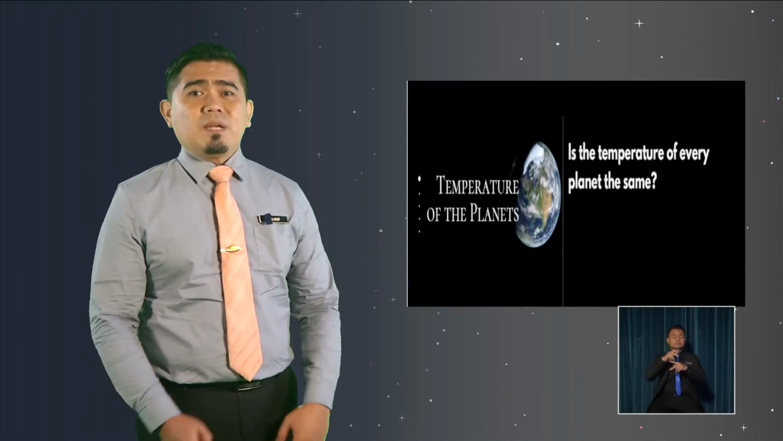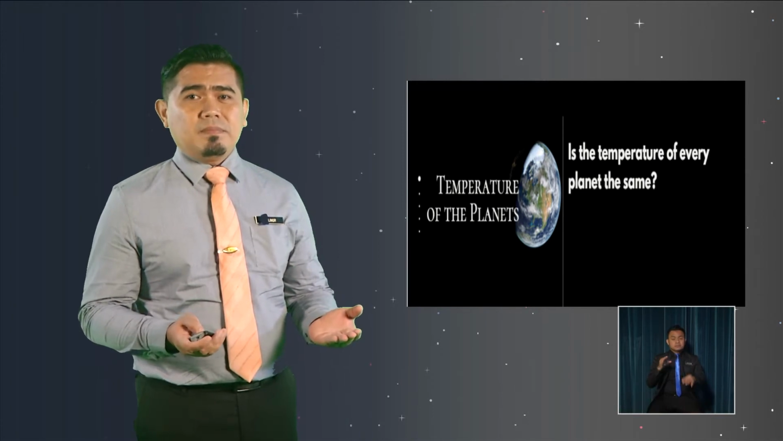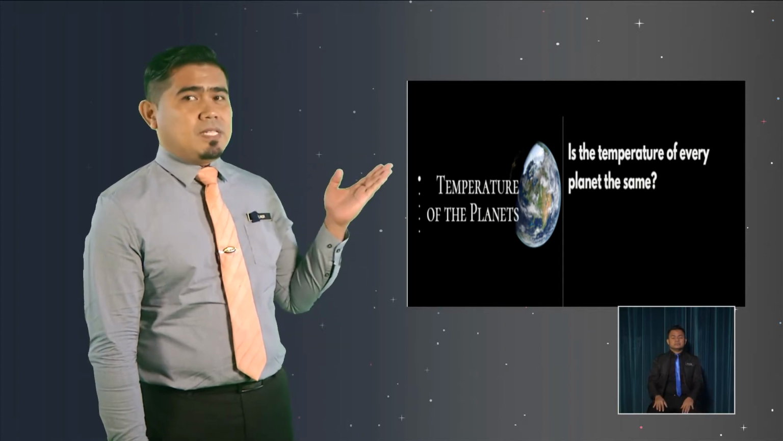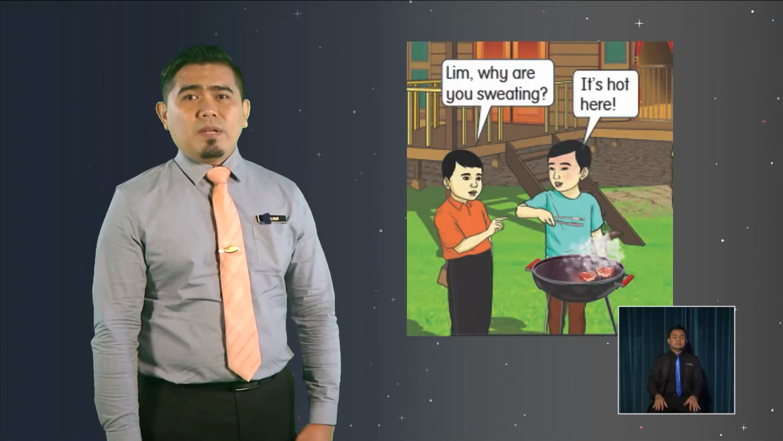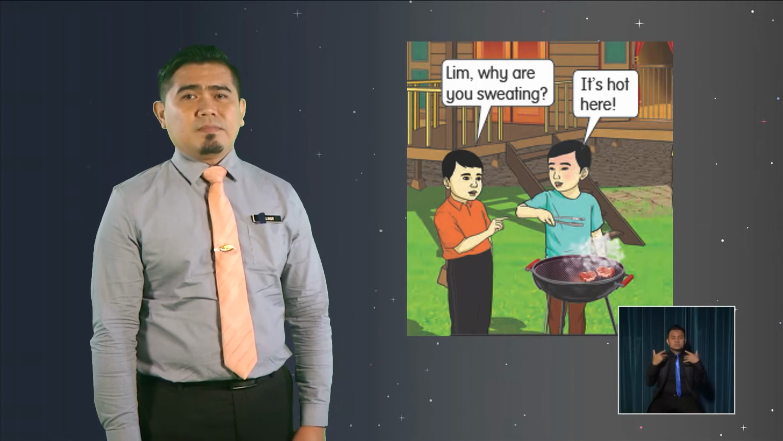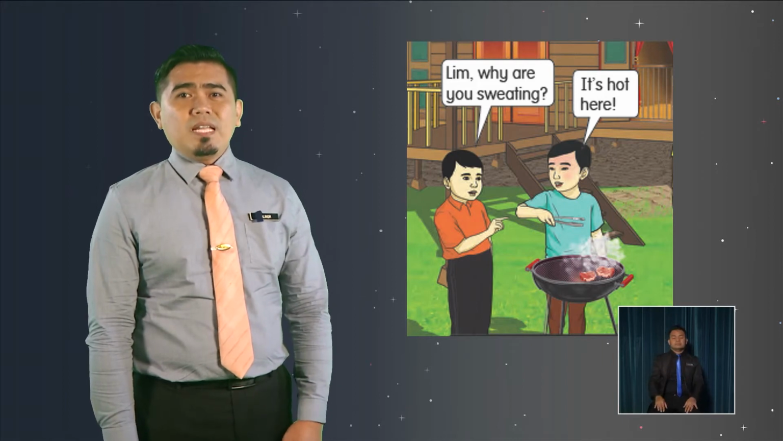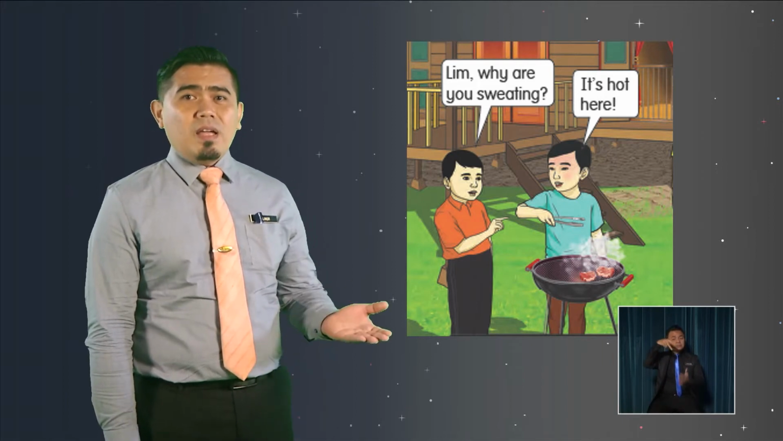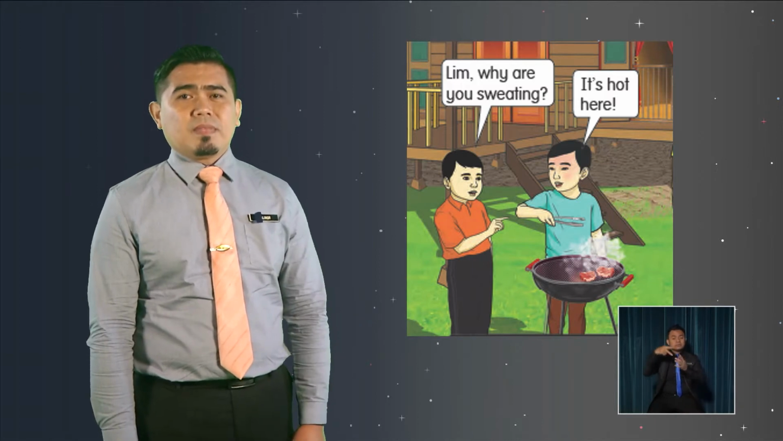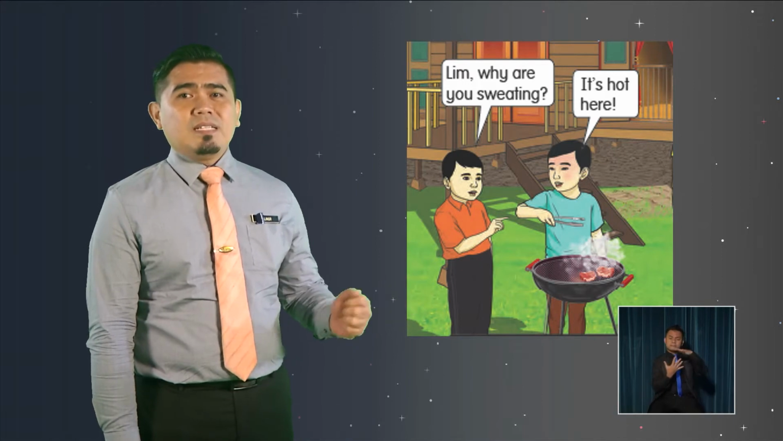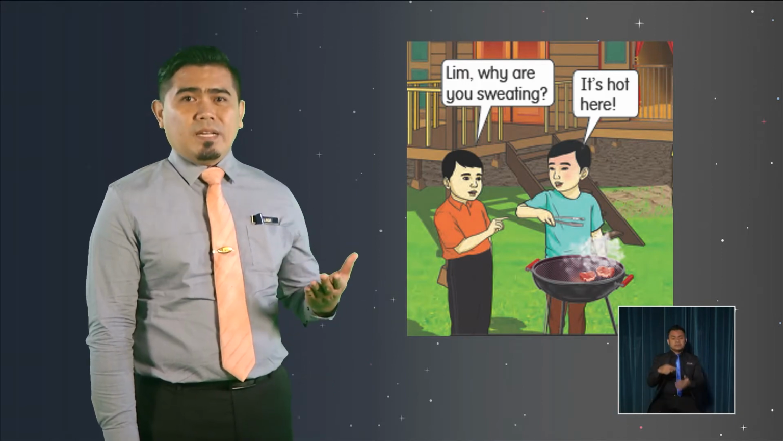Now, let us learn about the temperature of the planets. Is the temperature of every planet the same? Look at this picture. Lim is sweating compared to his friend. Why? Look at where Lim is standing and where his friend is standing. Lim is standing near to the fire, and this makes him get more heat.